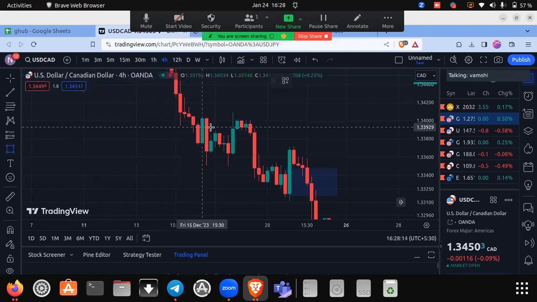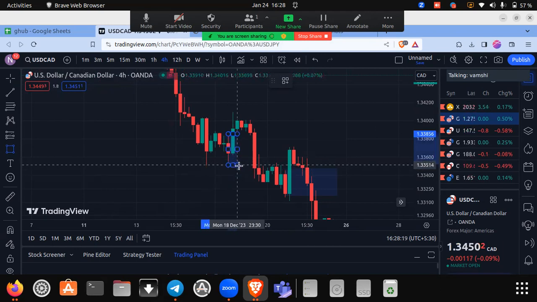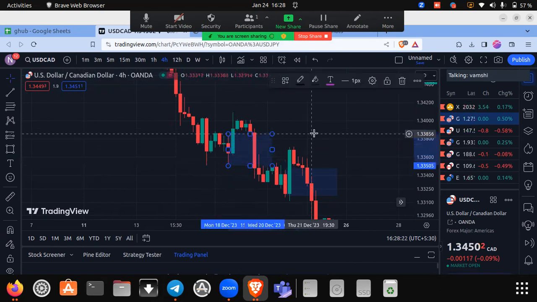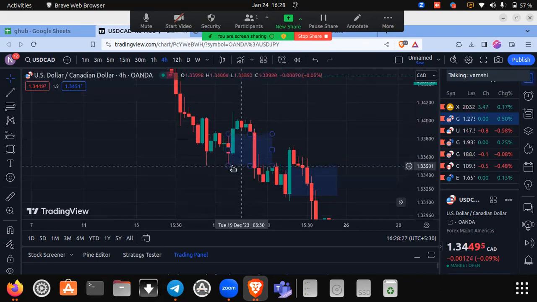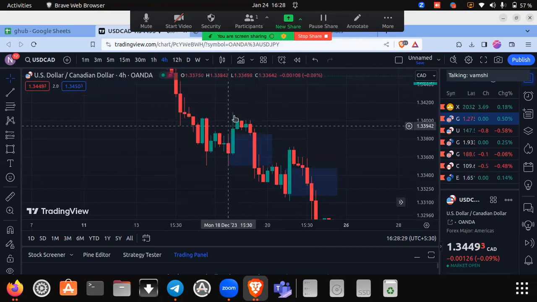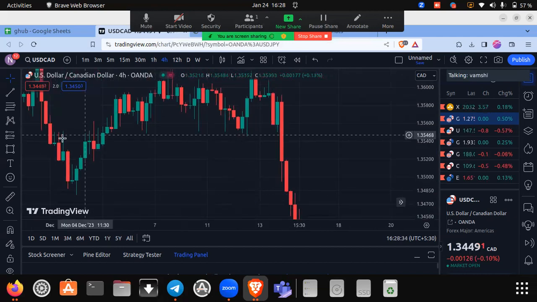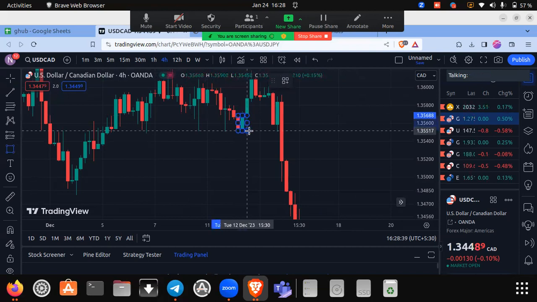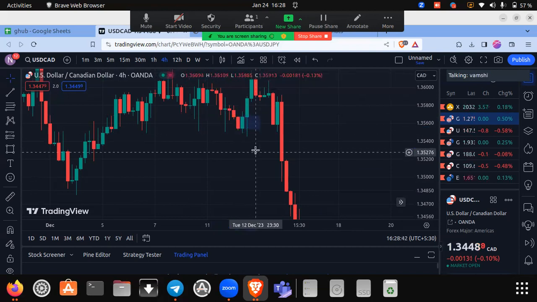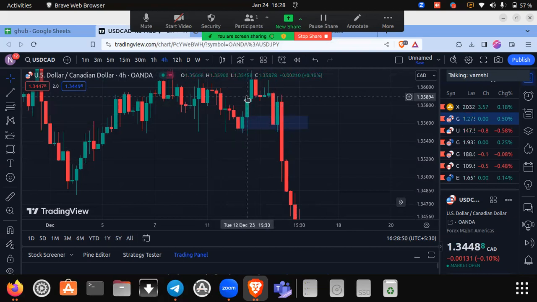Here we have another example. Engulfing buy which failed here. This is an engulfing buy zone, and here the red candle closed below the zone. Now this is an engulfing buy fail. Here we have another example. This is an engulfing buy zone. Here this red candle closed below the zone. Now this is an engulfing buy fail.